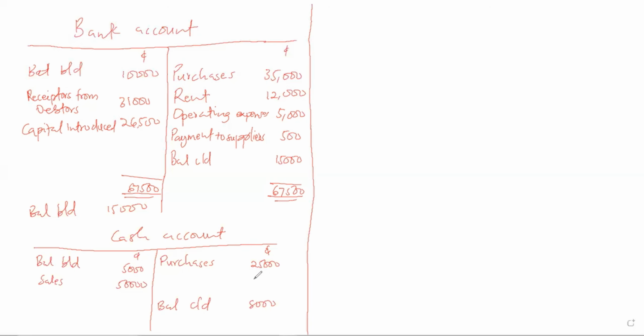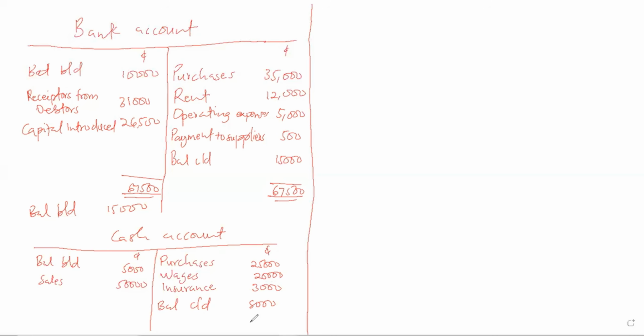Then we have wages paid by cash. So we have wages, which is 20,000. Then the last one, we have insurance paid by cash. So we write insurance here, which is 3,000.